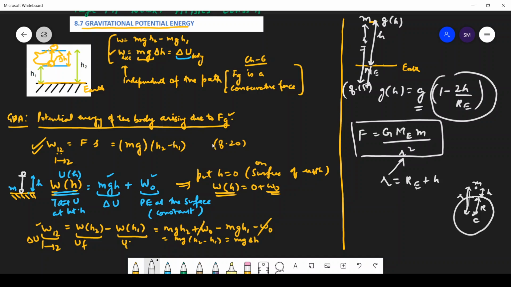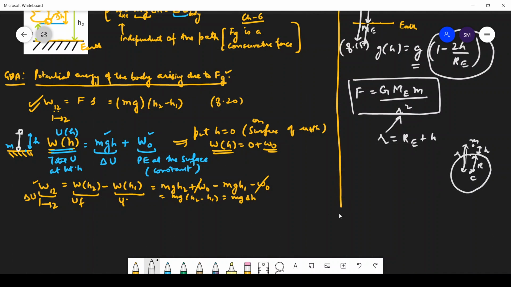Now if we calculate the work done in lifting the particle from r1 to r2, so now instead of measuring h1 and h2 from the surface of earth, we are measuring from the center of the earth. So this distance was r1 for this mass m, and now I've lifted this mass to this point. So now the mass is over here, and this distance is r2. Okay, so from r1 to r2, what will be the work done?